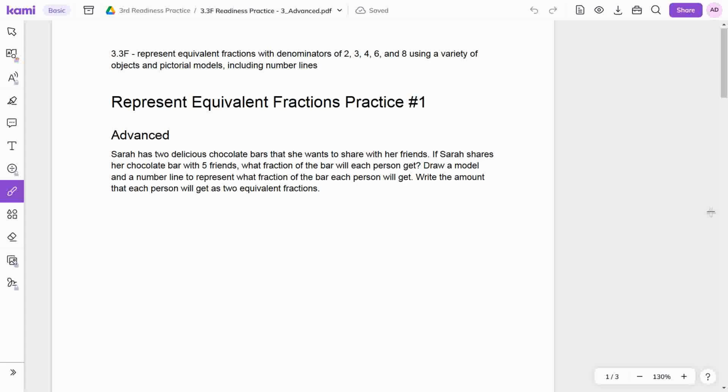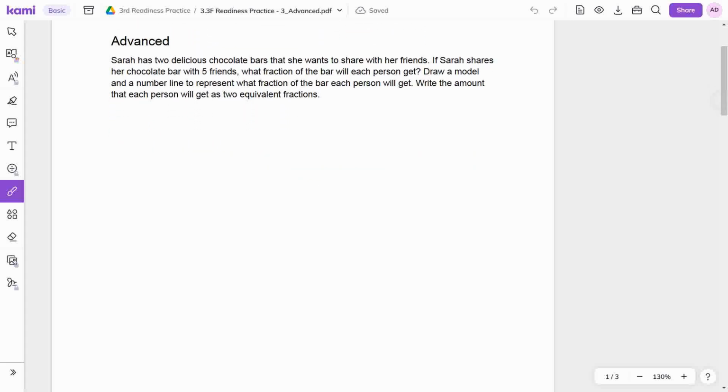So our first question is talking about Sarah. Sarah has two delicious chocolate bars that she wants to share with her friends. All right, so let's just draw two chocolate bars like this. If Sarah shares her chocolate bar with 5 friends, what fraction of the bar will each person get? Okay, so let's draw that.